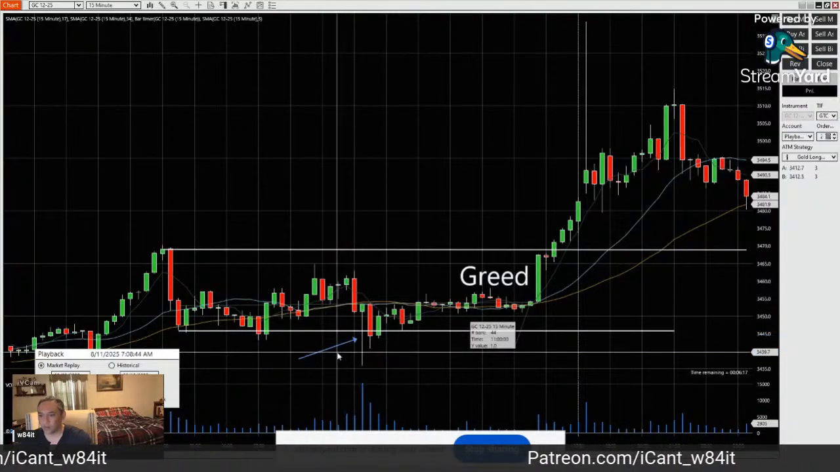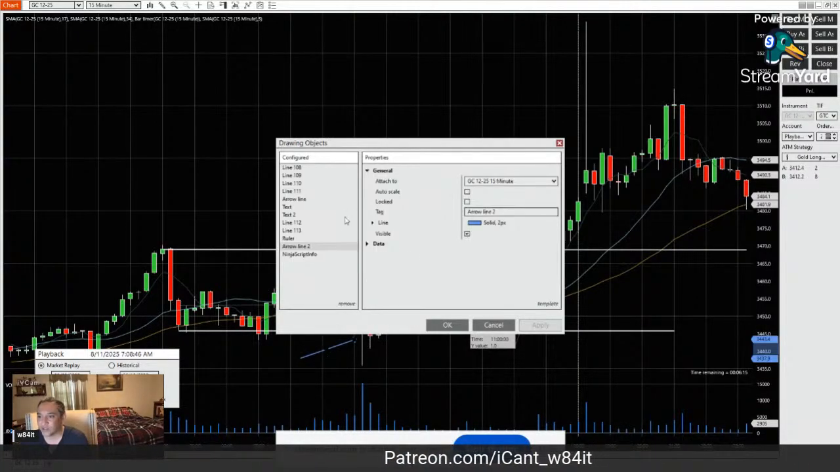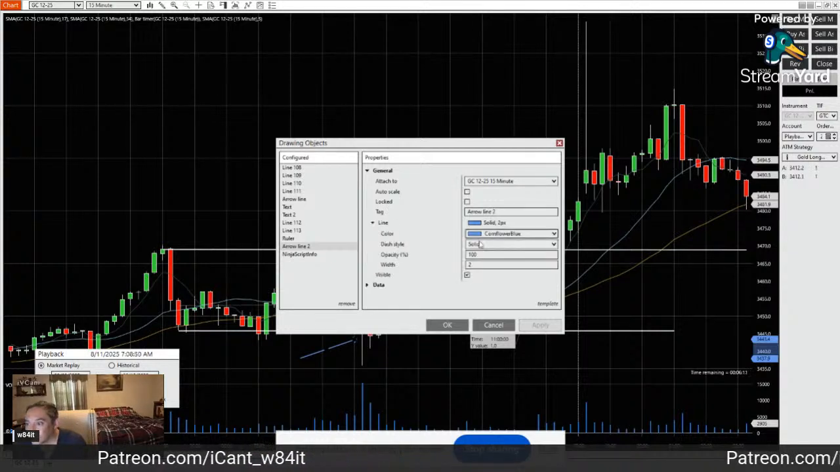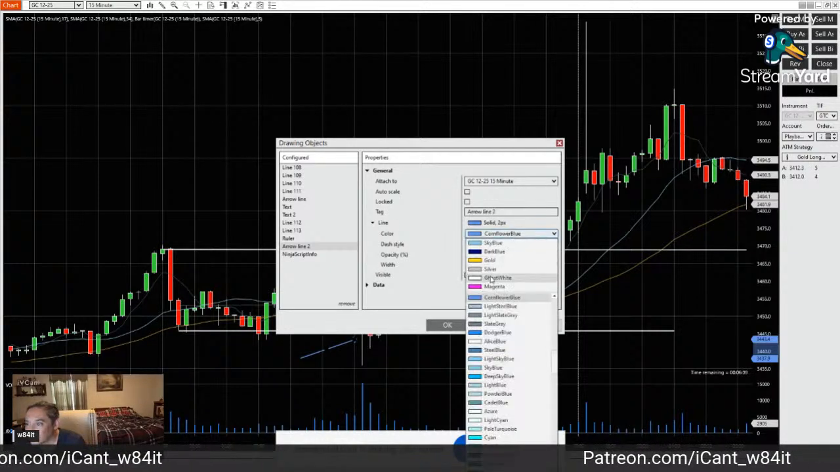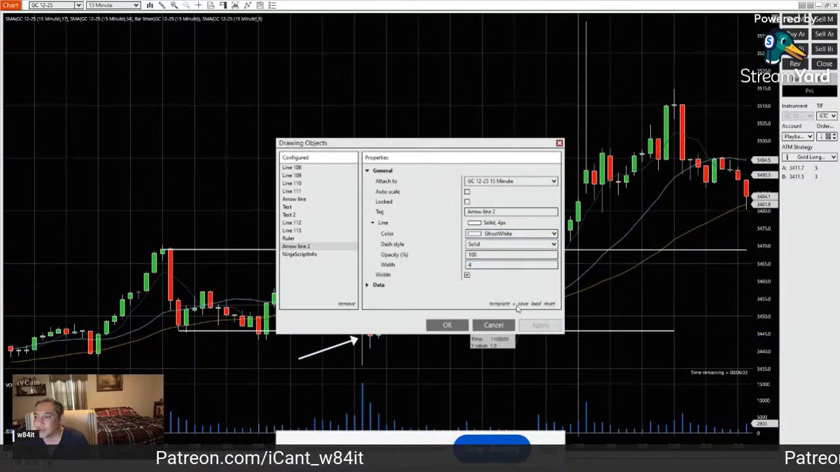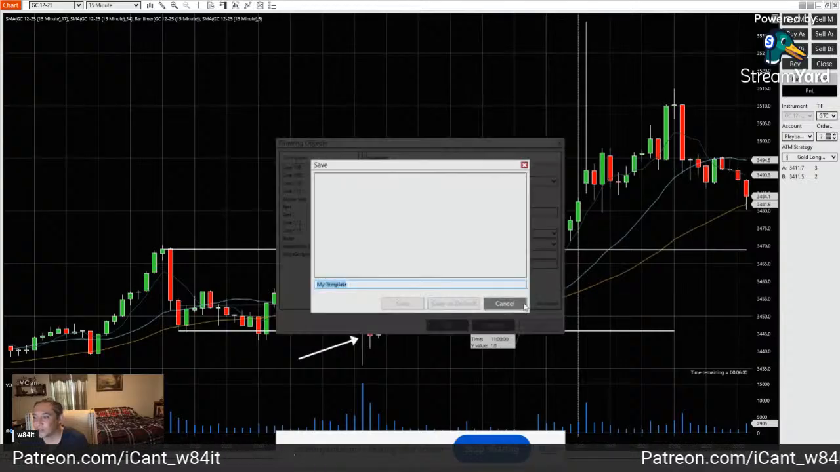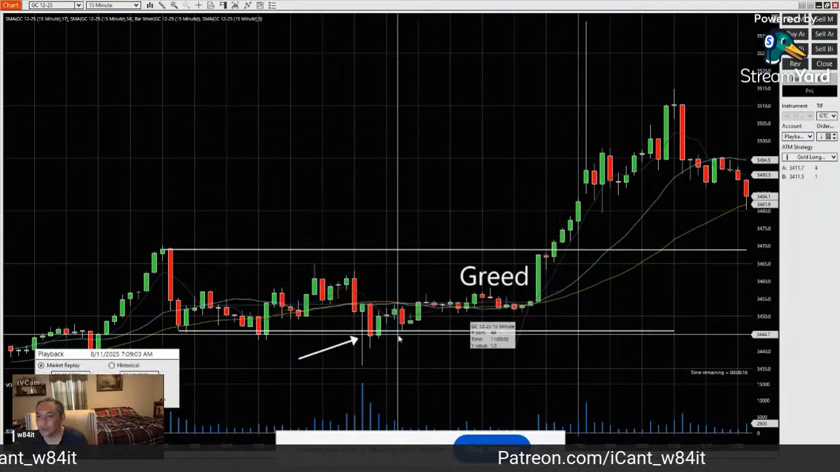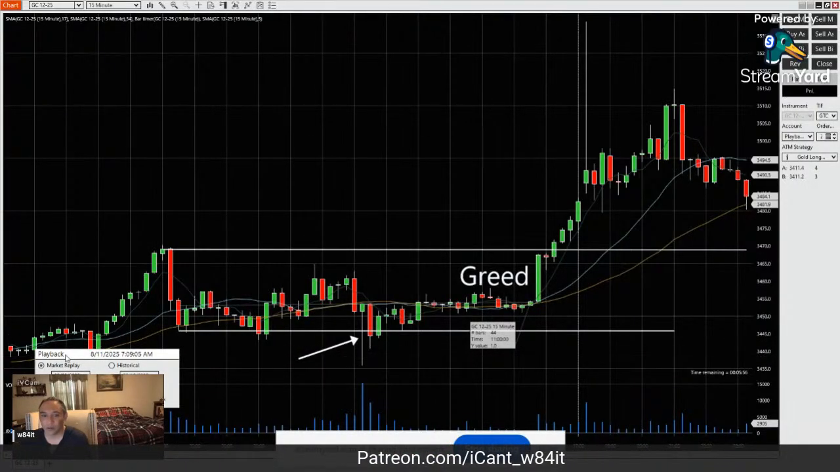This long wick. Wow, I gotta reset all my stuff. I just installed NinjaTrader on here again, and so all my stuff is not really the way I like it. It bothers me, so sorry for taking your time fixing this. But you can learn how to set all these things. Save as default. Boom. Look at that.